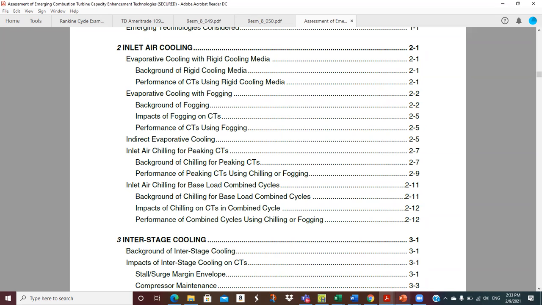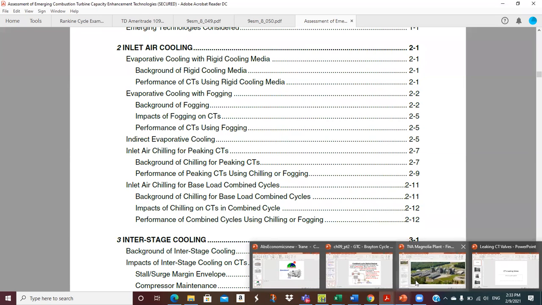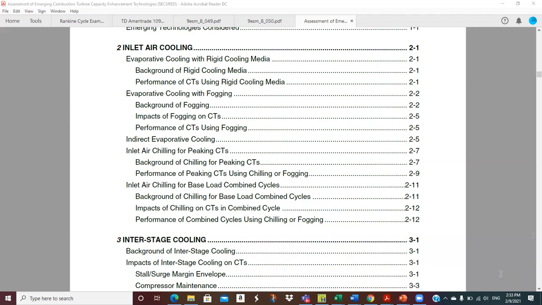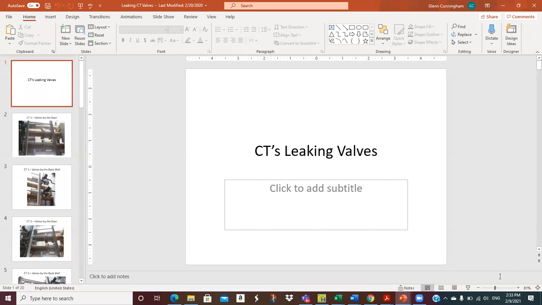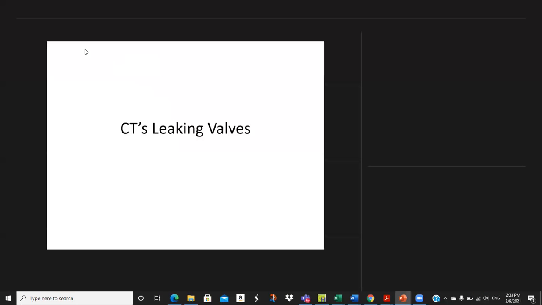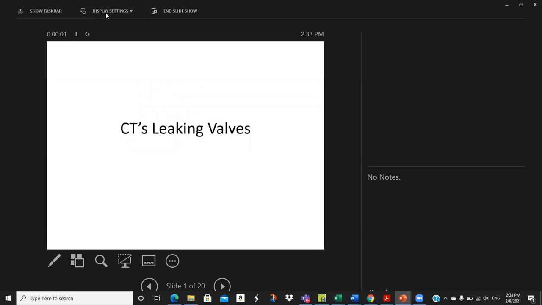Okay, let's see. Do one other thing here. This came out of our study. There's some pictures and some things from Magnolia. I'll send you this too, just for your library. I don't think TBA care.